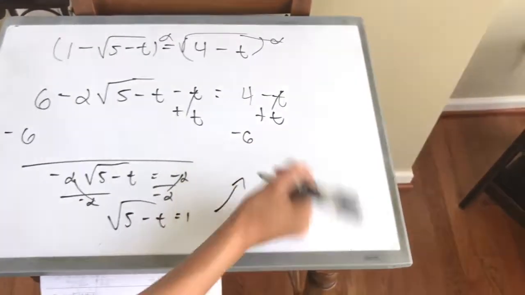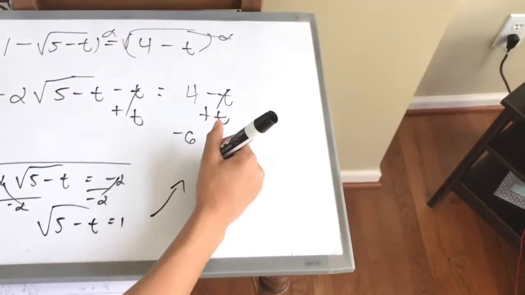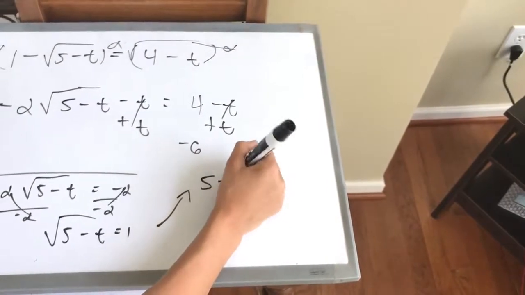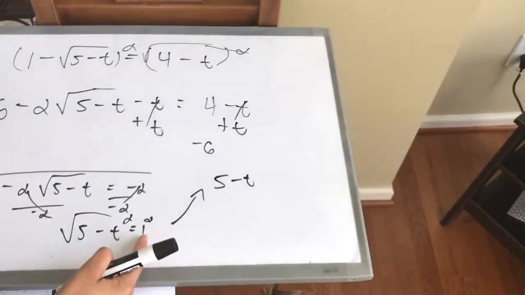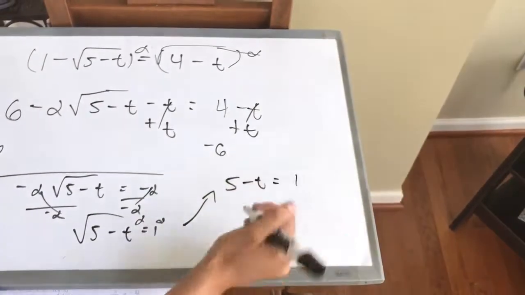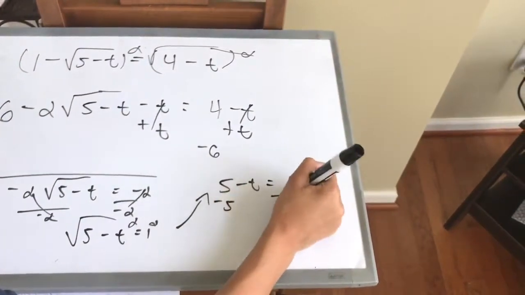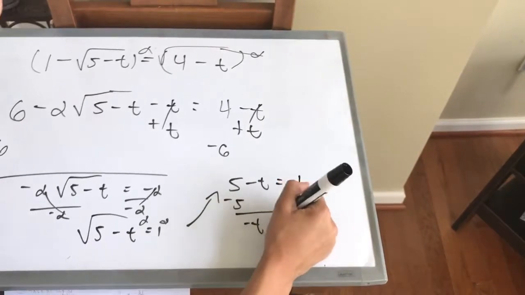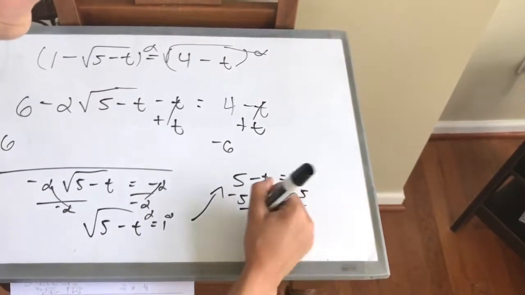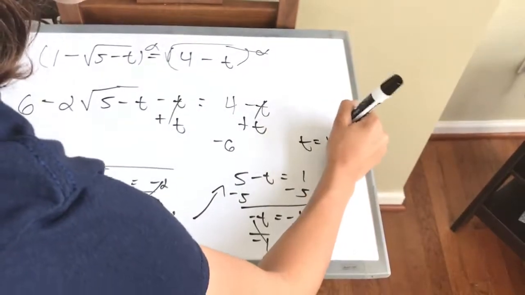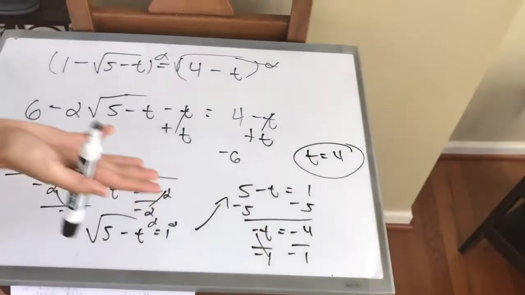Now we're going to move over here. So now we're going to square both sides. So we do 5 minus t, because by squaring this, we're eliminating the square root, and by squaring 1, we get 1. So now we're going to subtract 5 from both sides, which gets -t equals -4, and then once we divide by -1, we're going to get t equals 4 as our answer. And after we check for extraneous solutions, that answer is correct.